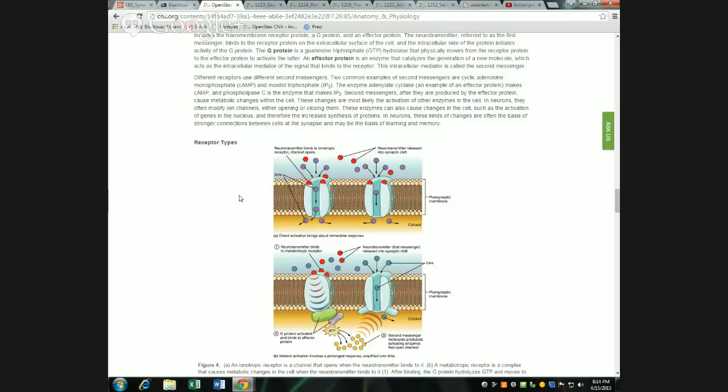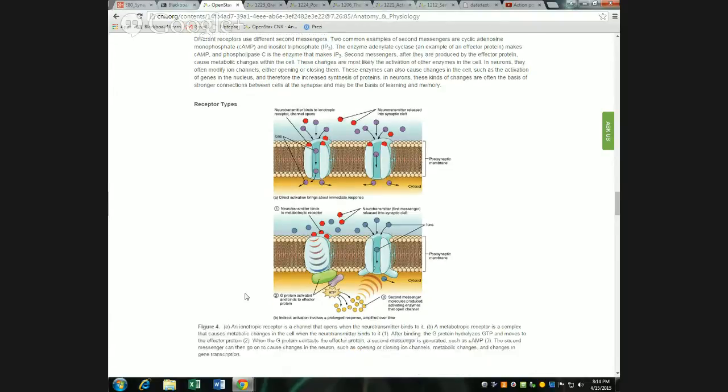Okay? So direct action receptors are very, very quick, but only one ion channel opens when something binds to it. Indirect ones are slower, but it's possible that multiple ion channels can be opened up simultaneously, making for more ions coming in and a stronger result in the end. Okay.